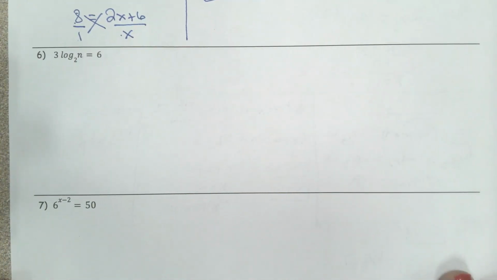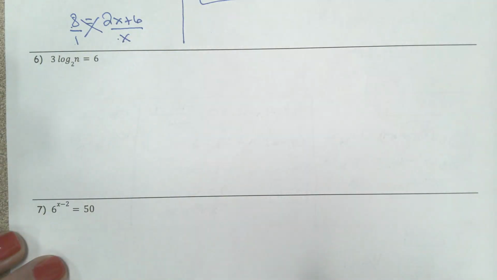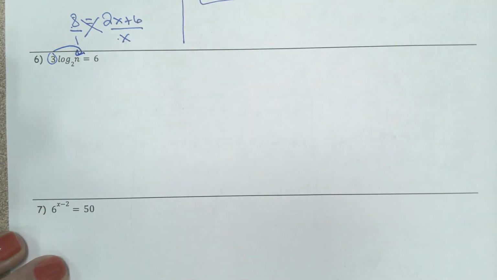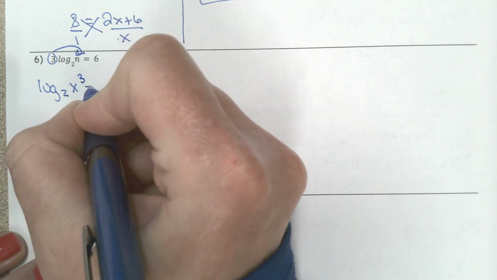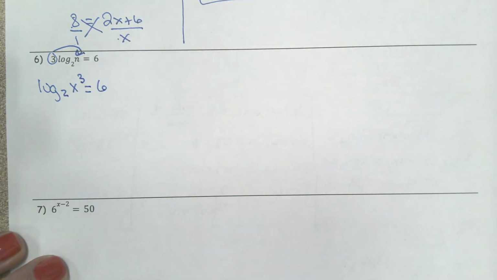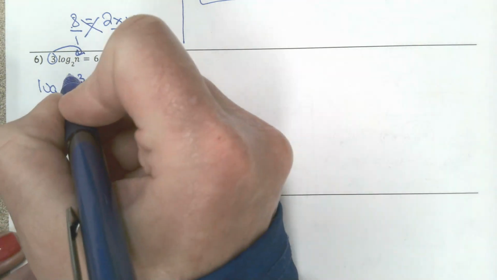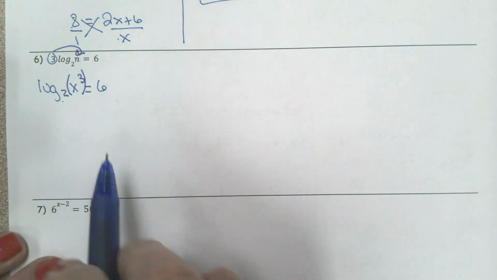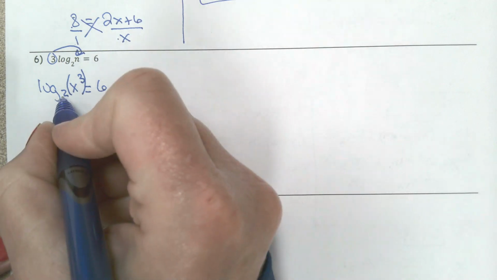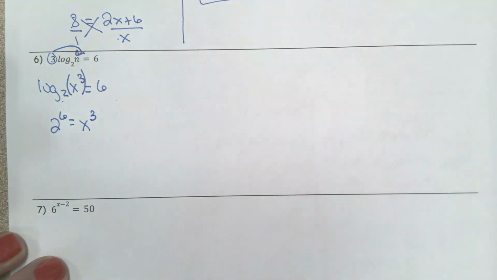Number 6, I could see doing this 2 ways. The first way that you would do it is I have a 3 out in front. A 3 goes to the exponent. So this would be log base 2 of x to the 3rd equals 6. I have log equals a number. You might want to put parentheses around x to the 3rd to know that that is functioning as 1 unit. When I change this into exponential, my 2 comes down, 6 goes to the exponent, x to the 3rd to the other side.